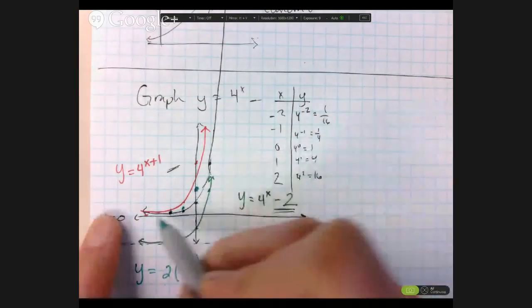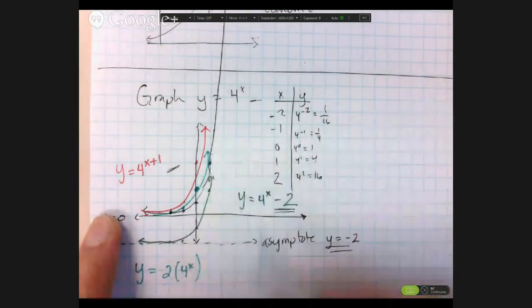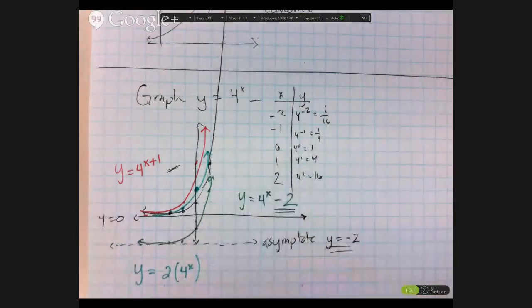Okay. All right. So you kind of see, you get the idea, right? Just do a table of values. It works out really easily.